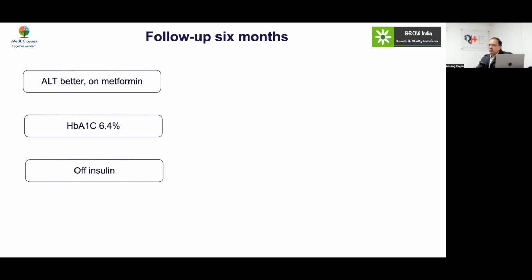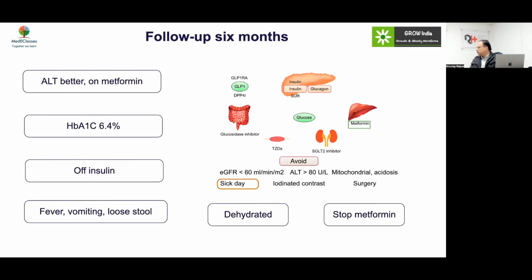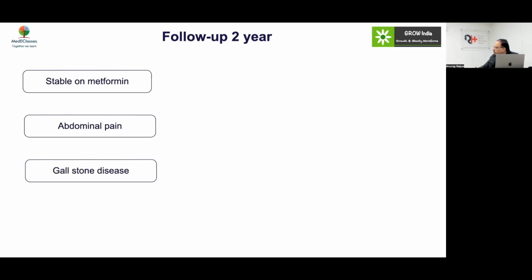HbA1c 6.4 off insulin. Now she has fever, vomiting, and loose stool. So what will you do again? She'll be dehydrated, so you have to again stop metformin. At 2 years, stable on metformin, she complains of abdominal pain and has gallstone disease. Now she is planned for surgery. What will you plan in terms of surgical management?